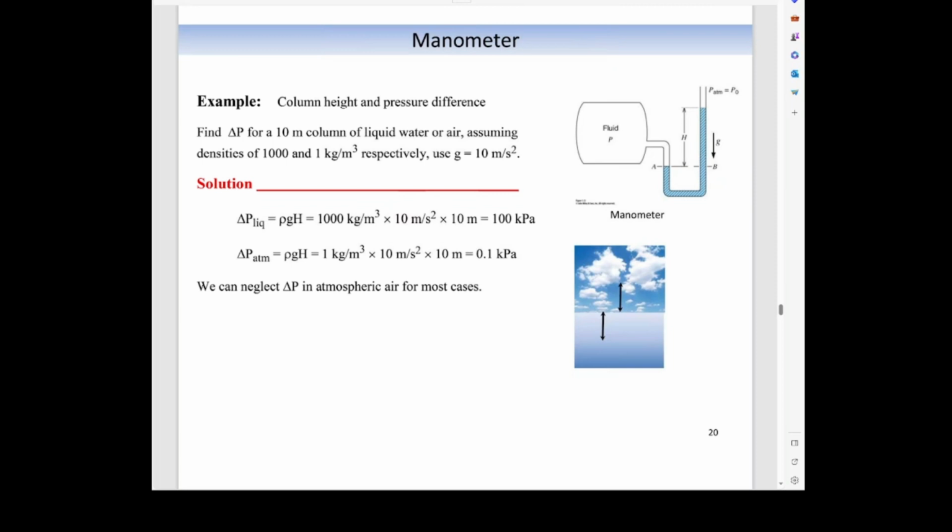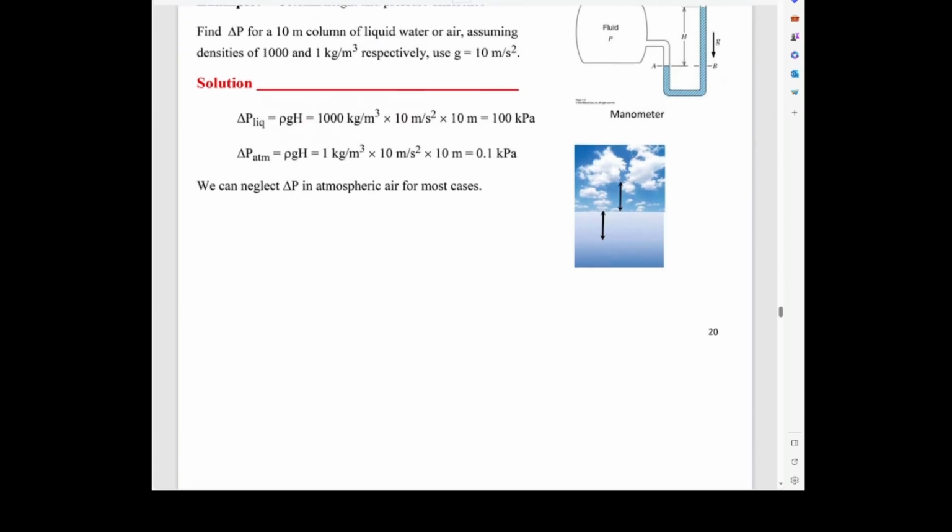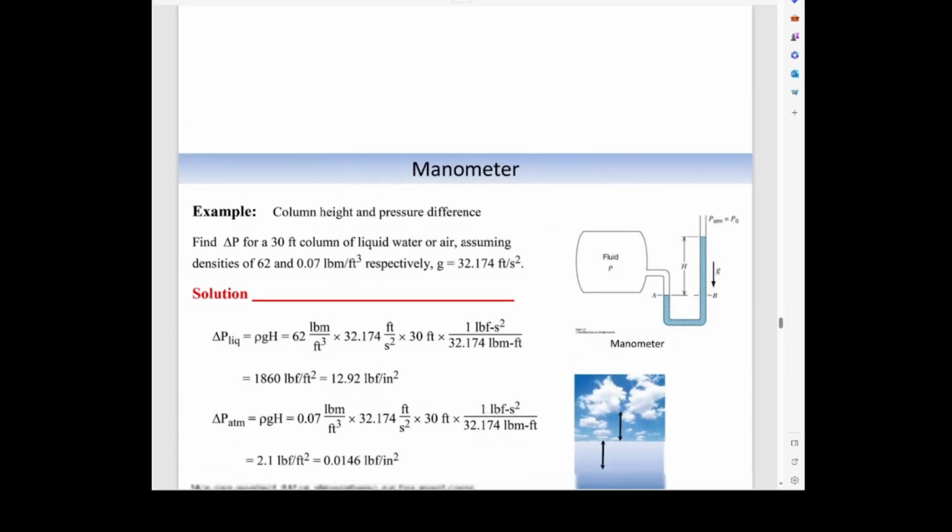Okay. So the point here is that in general, when you're using a manometer, in most cases you can neglect the atmospheric pressure from your measurement. That's all this was. Let's just show you that. Okay. Continuing on.